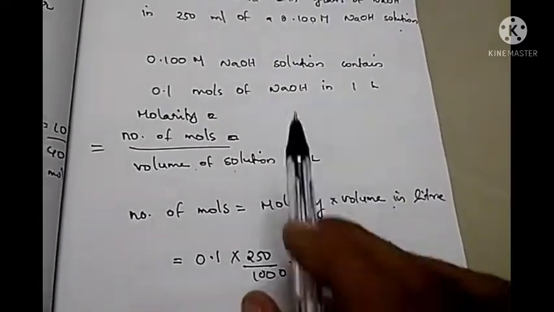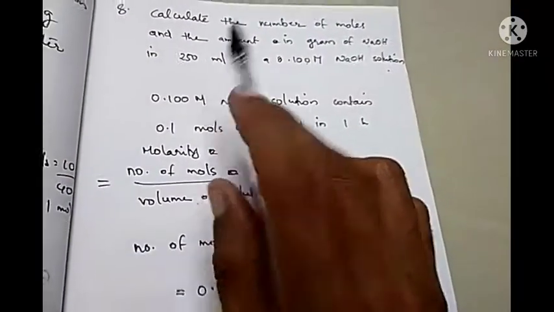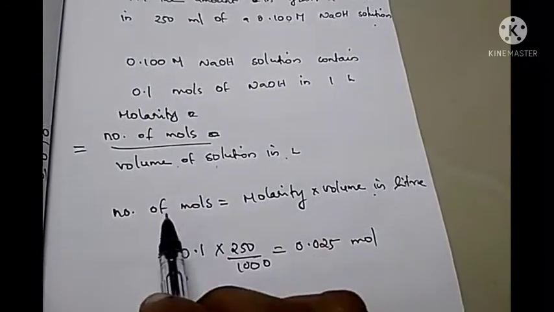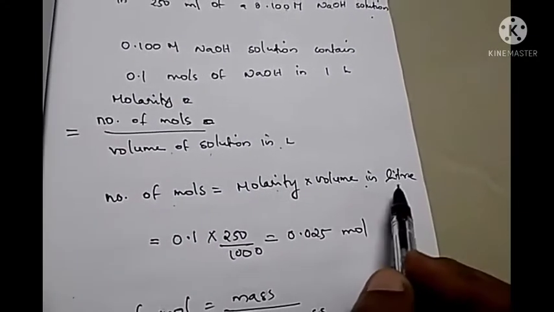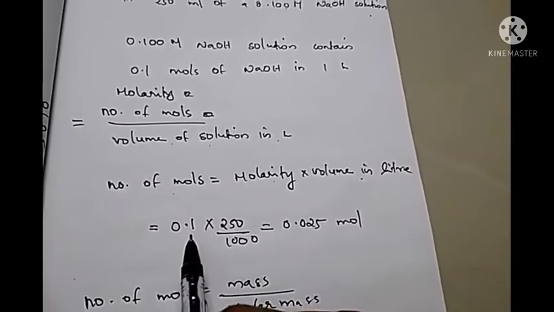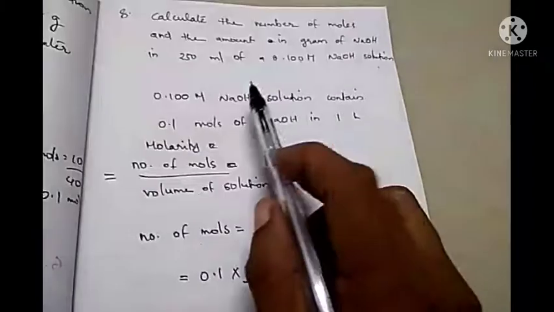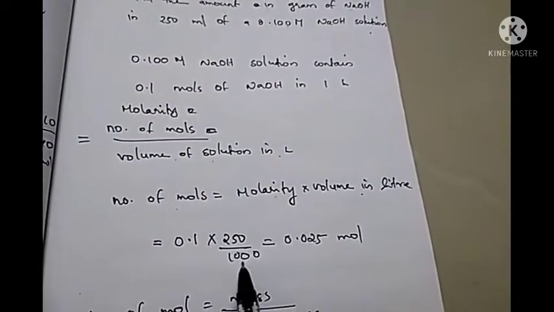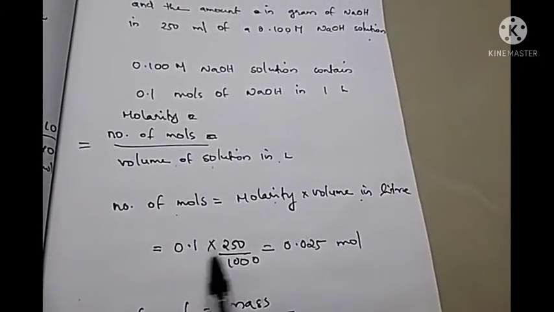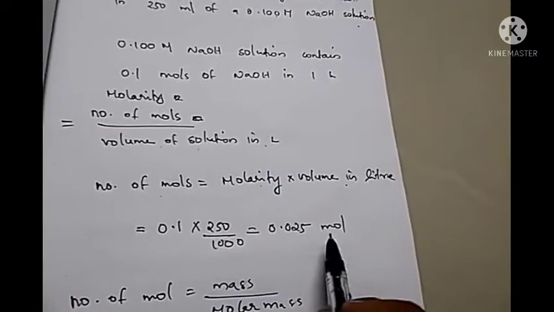Isn't it? So here molarity is given, like that volume also given. So from this we can calculate the number of moles using the formula number of moles is equal to molarity into volume in liter. So molarity is given 0.1 into volume in liter. The volume is given in milliliter, 250 milliliter. We have to convert it into liter. For that we have to divide by 1000. So 0.1 into 250 divided by 1000, that is equal to 0.025 mole.